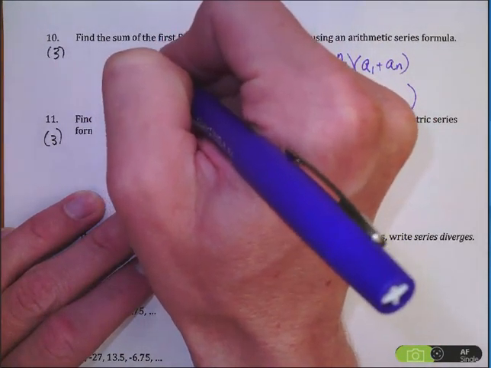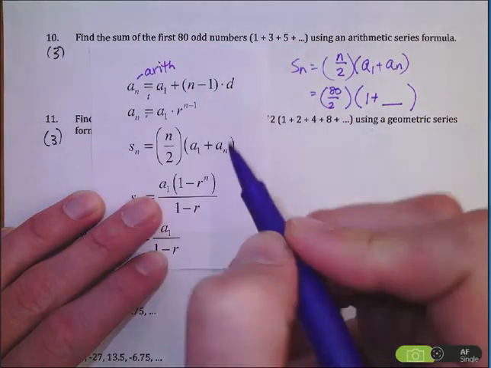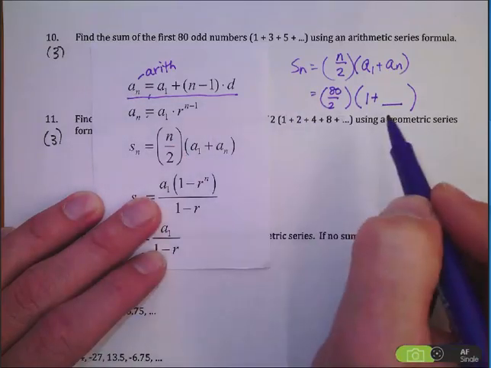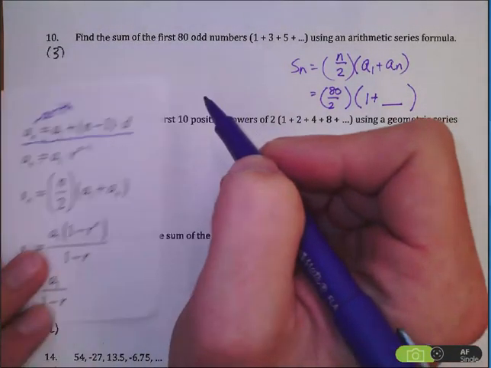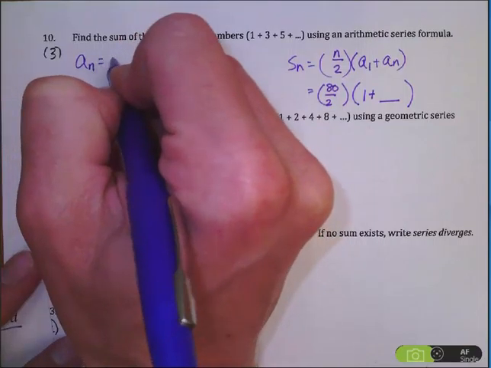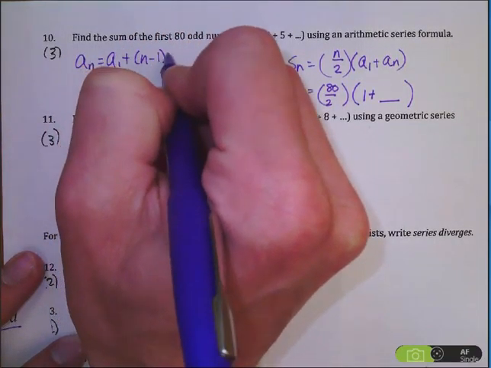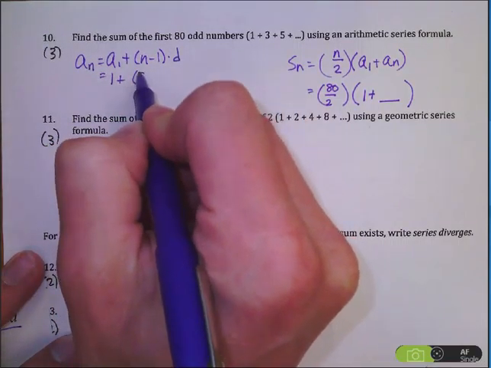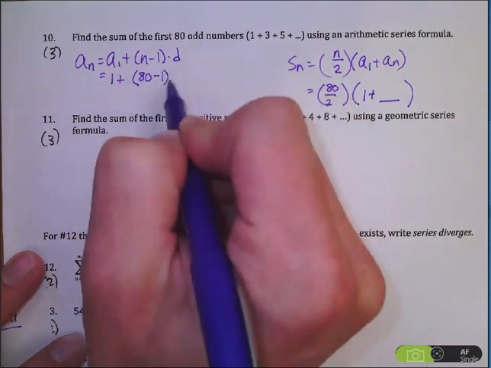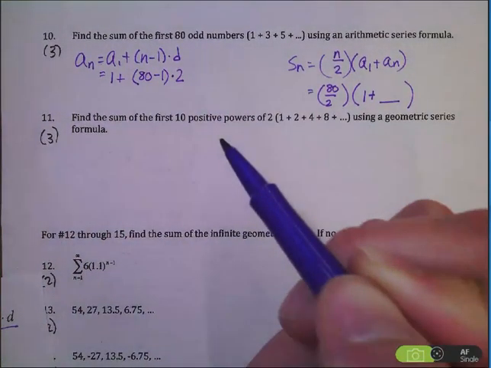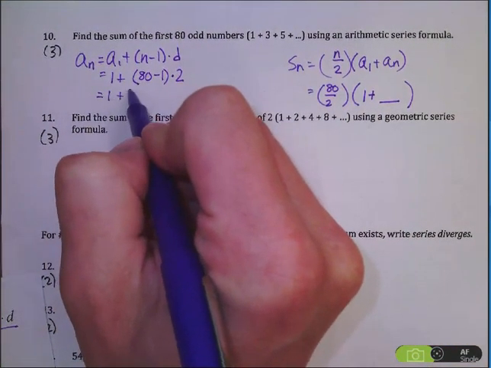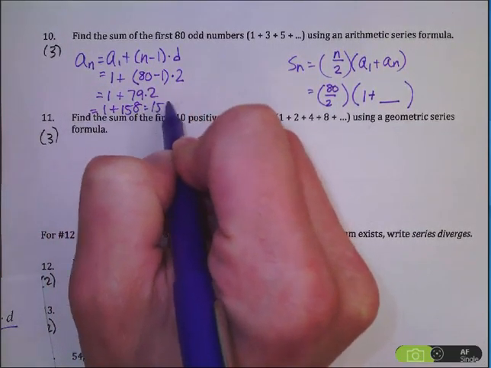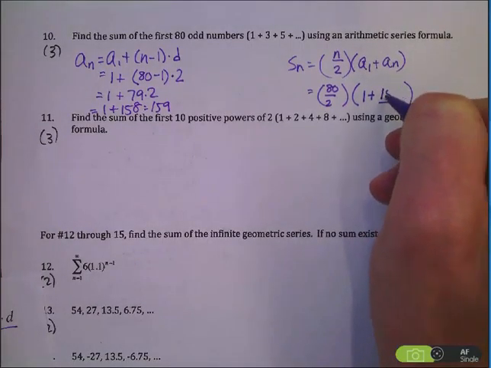Because we're working with an arithmetic problem, we want to make sure that we're using this top formula. So I'm going to use this top formula here to figure out what a sub n is. Once I know that, I can plug it in here and get my answer. So a sub n is equal to our formula a sub 1 plus n minus 1 times d. A sub 1 is the first term, which is 1. I'm looking for the 80th term, so I'm going to plug in 80 for n. Constant difference is 2. If you crunch this value out, you get 1 plus 79 times 2, which is 1 plus 158, or 159. So the 80th odd number is 159.